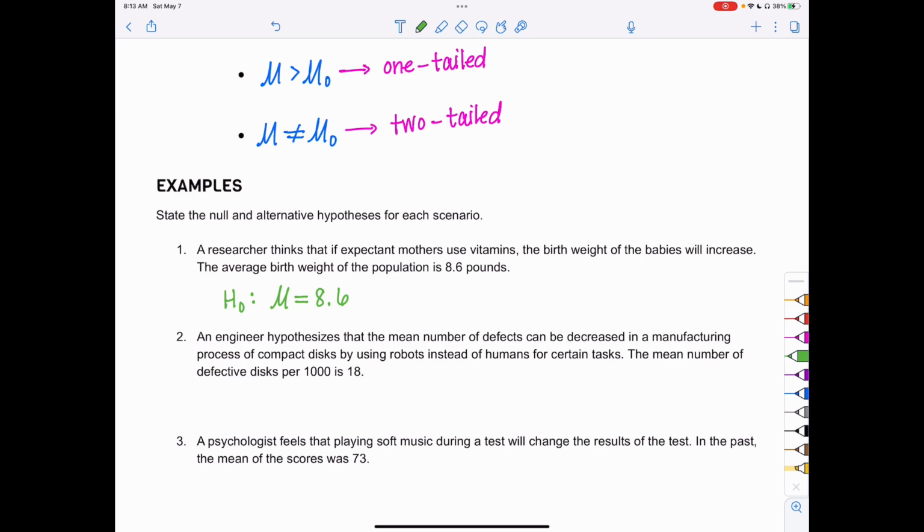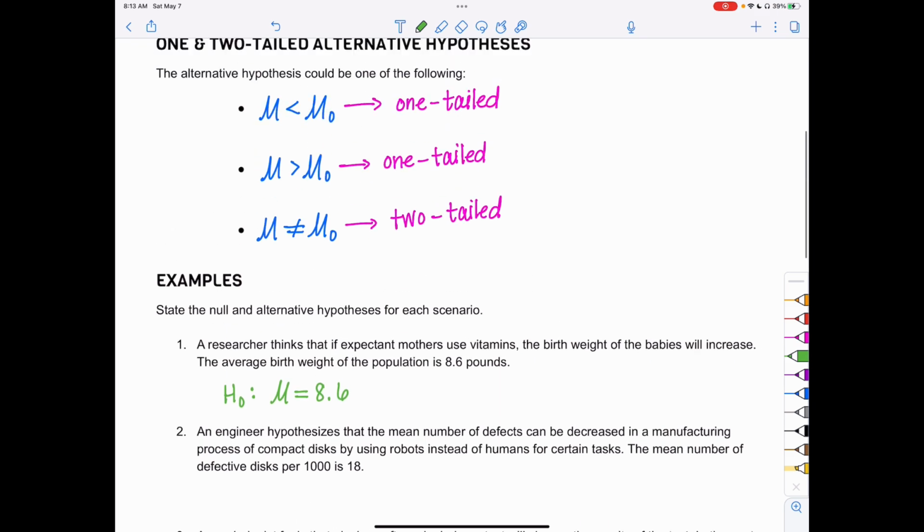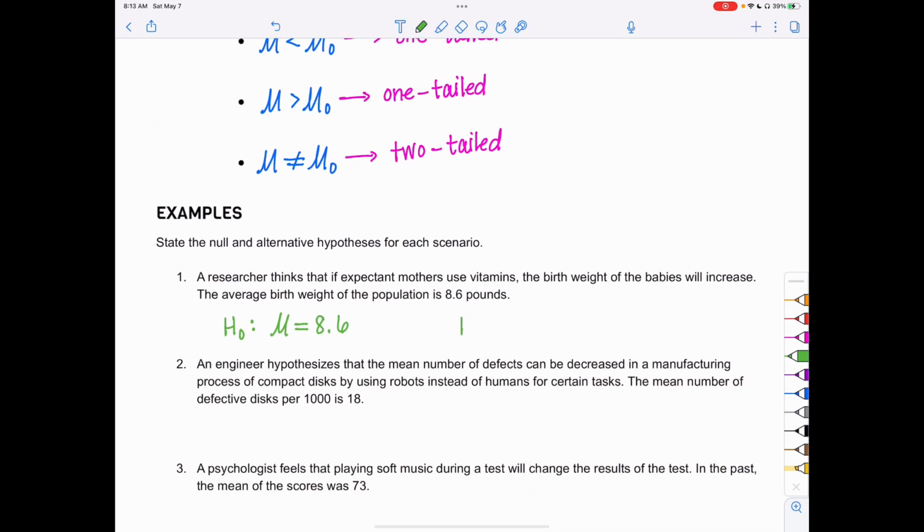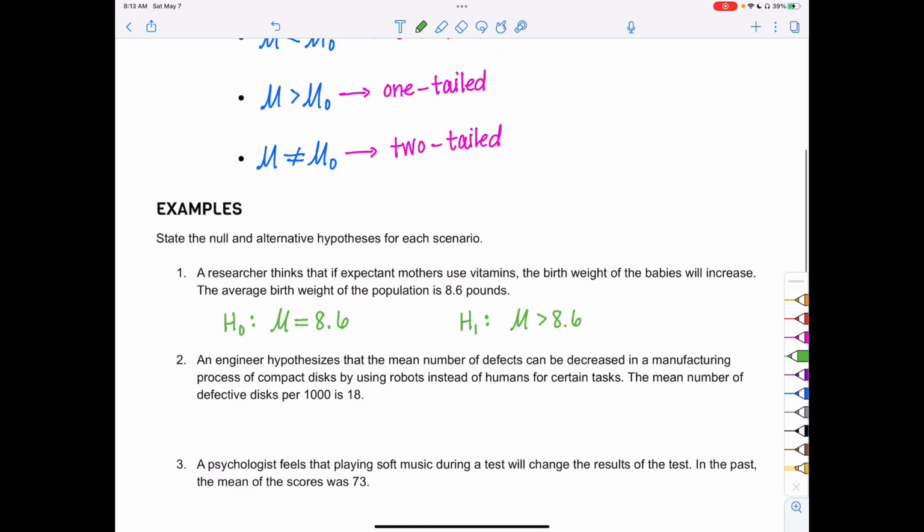On the contrary, our alternative hypothesis, and we can go back up here, our alternative hypothesis is denoted by H sub 1. Okay, so we can say here that H sub 1 is our alternative, and it says that the birth weight of the babies will increase. So this is saying that the average birth rate is going to be greater than 8.6. So that's our null and our alternative.